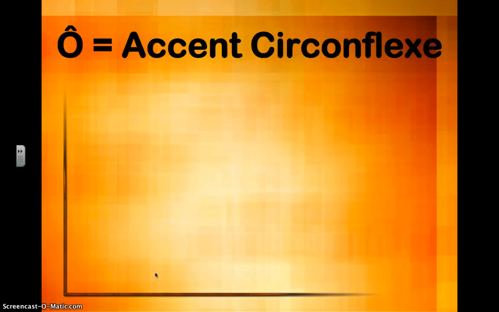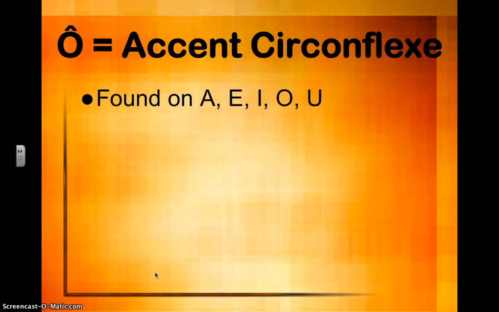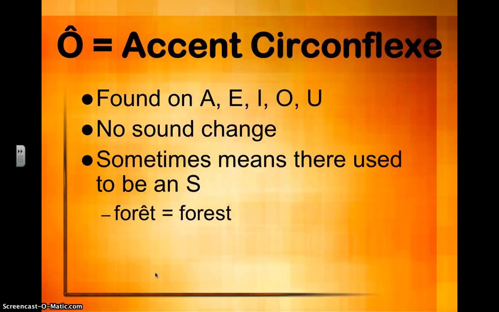Alright, moving on to our accent circonflexe. Sorry, it's out of order from your paper, so slide on down. This is a little house you find on top of actually all vowels. You can find it on the A, E, I, O, or U. Now, this accent circonflexe does not change the sound of our vowels in any way, shape, or form, but it can give us a clue as to what these words mean.